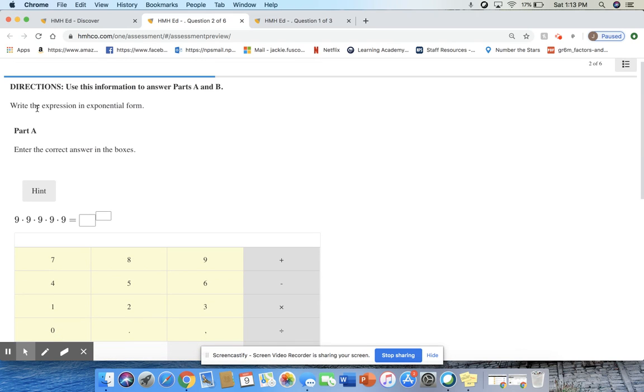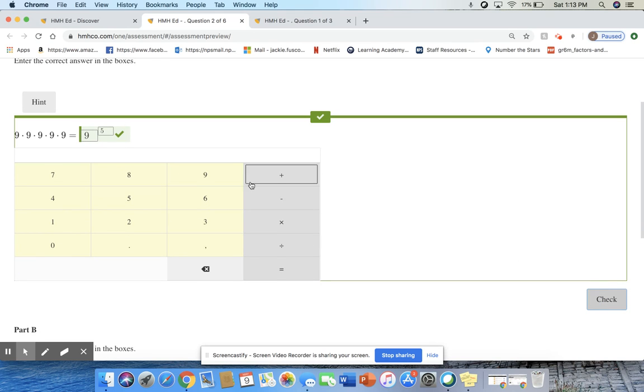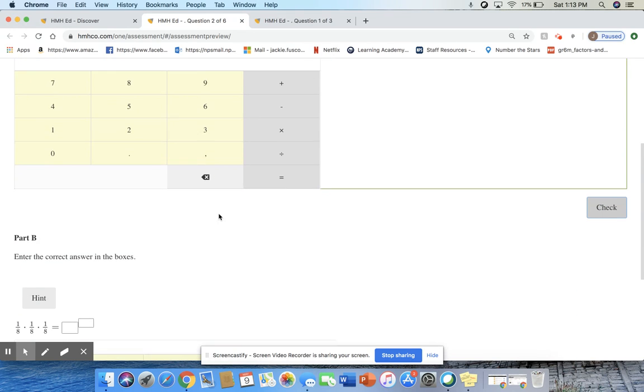Number 2 says, write the expression in exponential form. Enter the correct answer in the boxes. So it wants a base and it wants an exponent. Well, I know that my base is the number being multiplied. So in this case, it is a 9. And my exponent is how many times I'm multiplying the number 9. 1, 2, 3, 4, 5 times. So 9 to the 5th power is my exponent. I check it, that is correct.